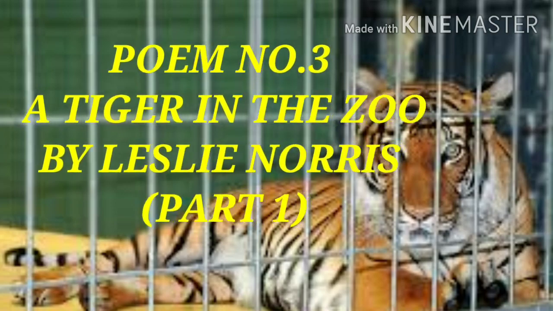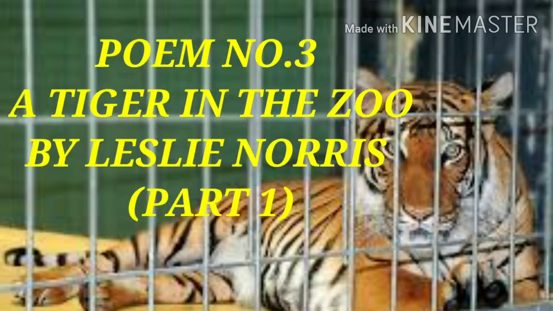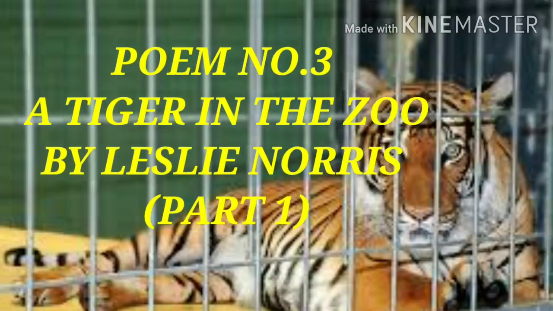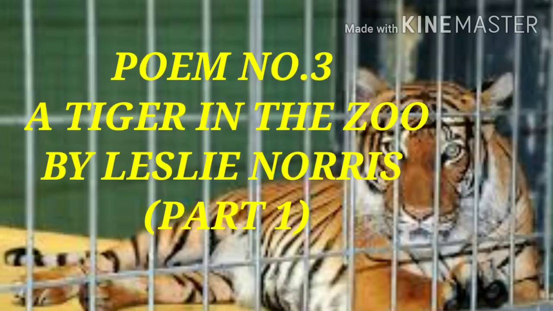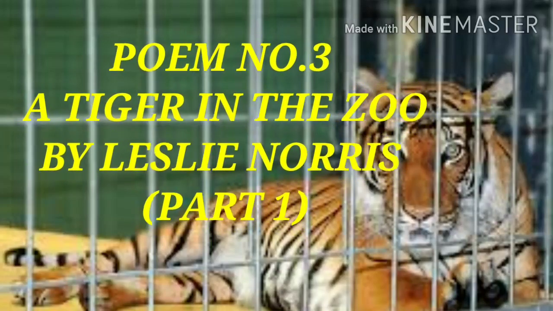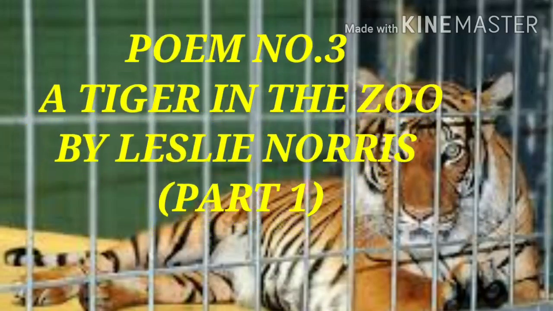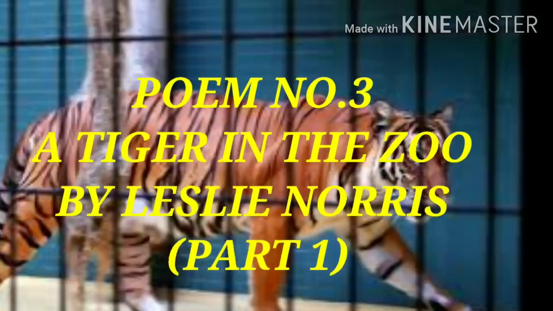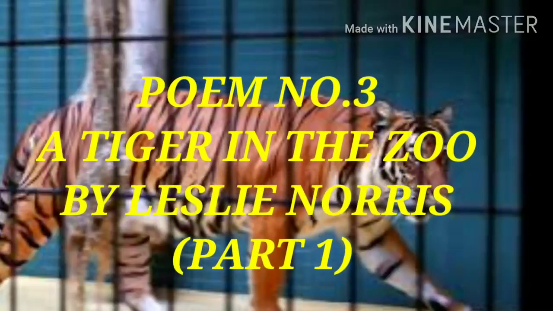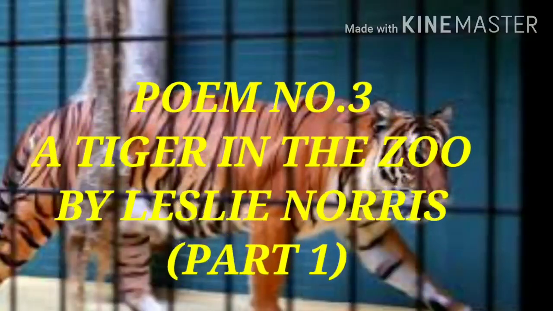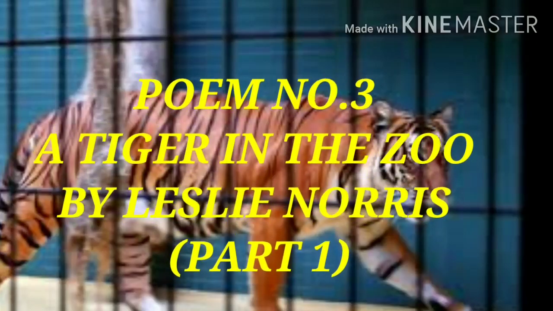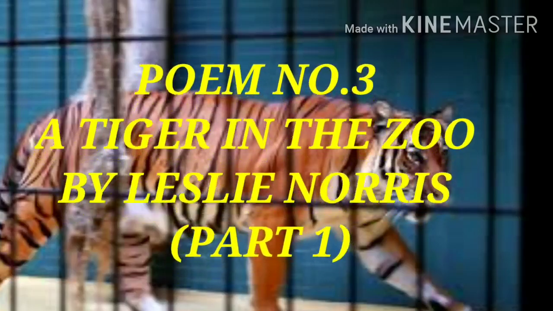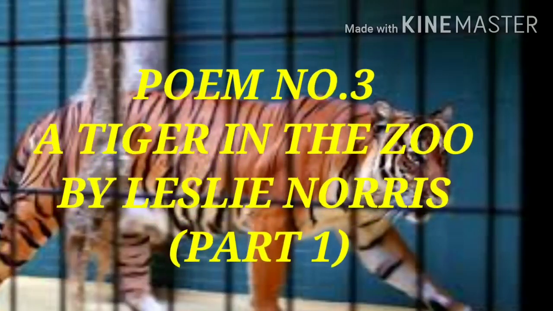Today we will study poem number 3, A Tiger in the Zoo, from your First Flight book. Students, before proceeding to the explanation of the poem, I will give you a short introduction. A Tiger in the Zoo is an impressive poem written by Leslie Norris. The poem reveals the contrast between a tiger in the zoo and a tiger in its natural habitat. The poem moves from the zoo to the jungle and back again to the zoo.